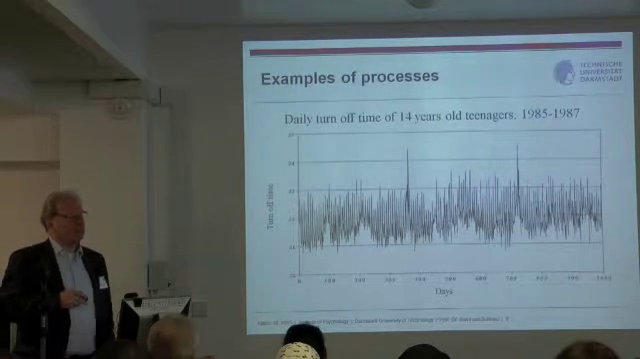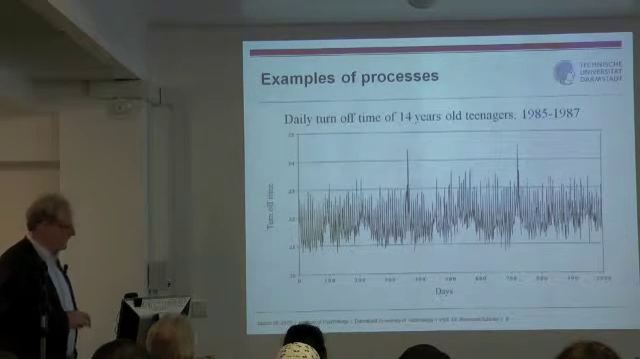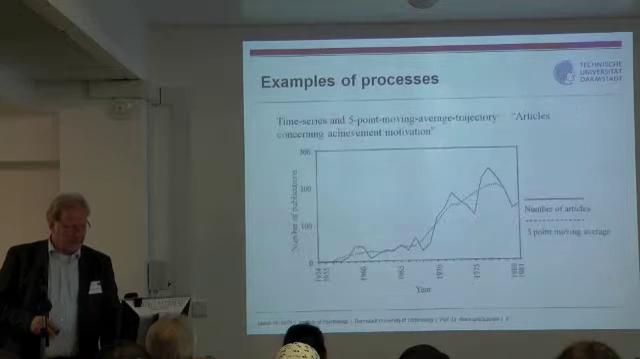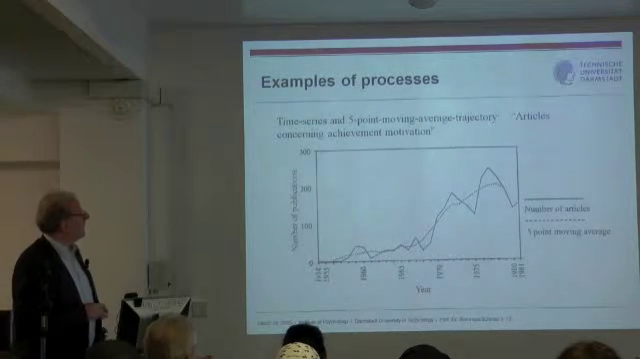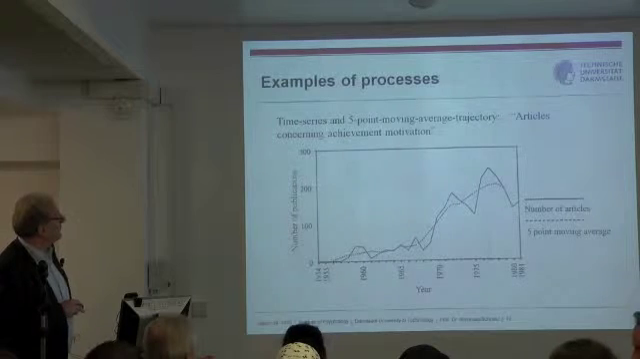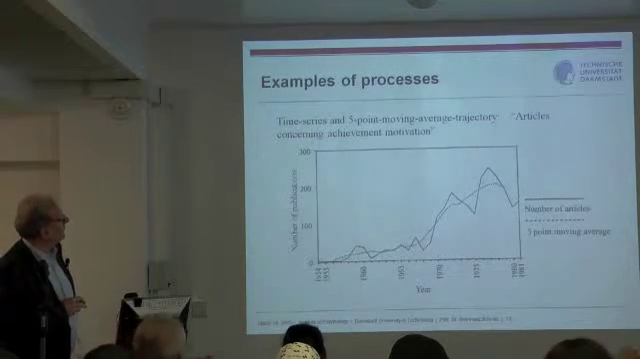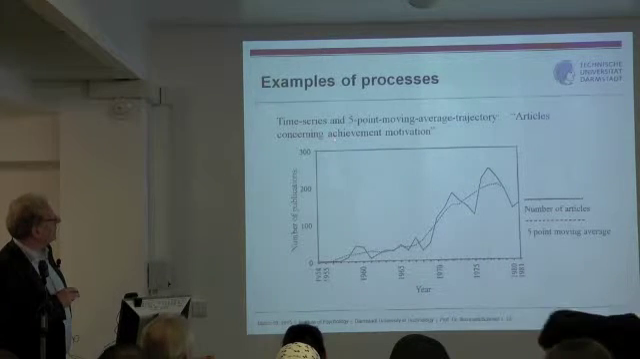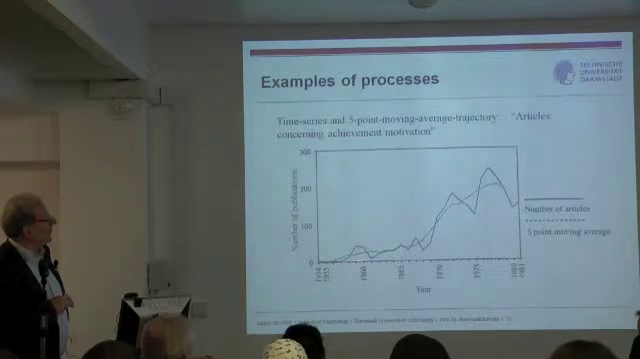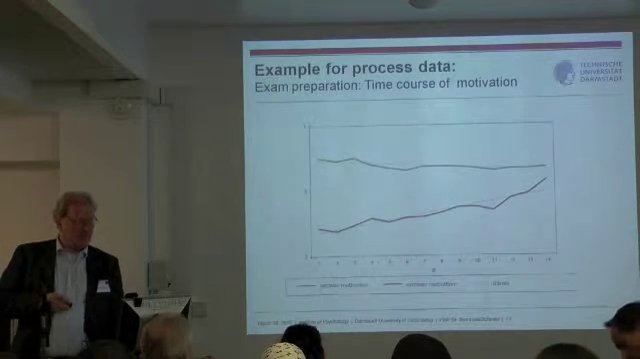It makes sense to look at this at a sample level, but normally you should look at individual data. Here you have publication data. It's the amount of publications, articles concerning achievement motivation. It's also a time series.